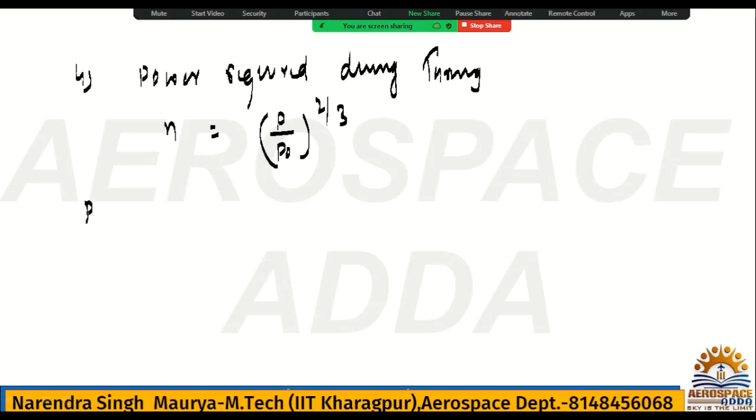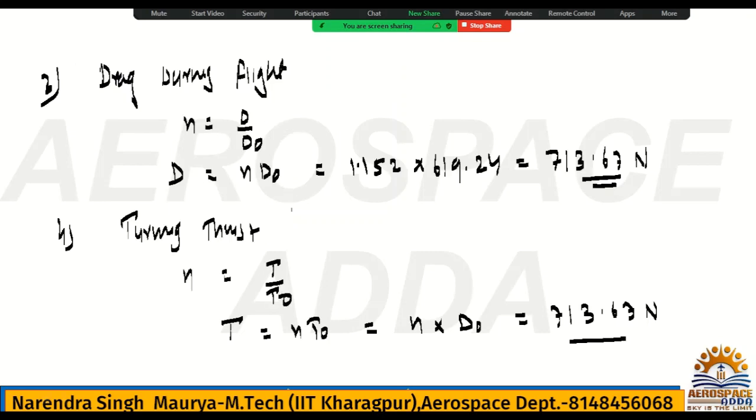What is the P naught? It is the power required at a steady state level. What is the power required at a steady state level? Drag into velocity, D naught into V naught. Agree with this? This is the power. Yes or no? D naught into V naught. So you have calculated what is the D naught. What is the D naught? 619.24.